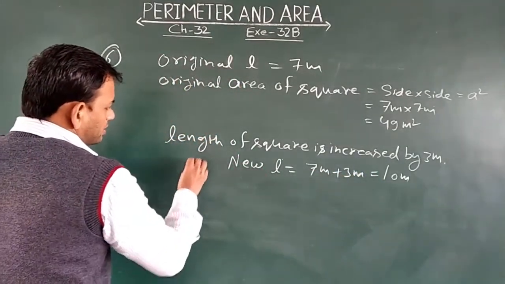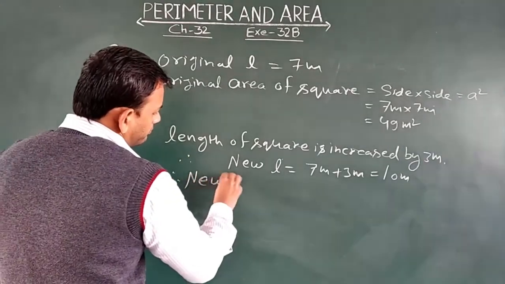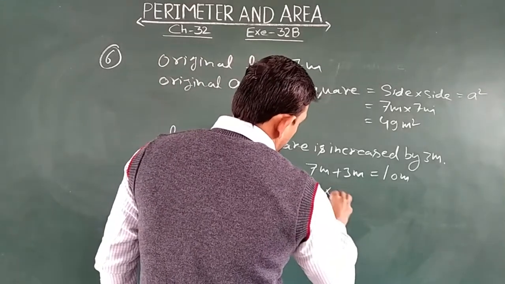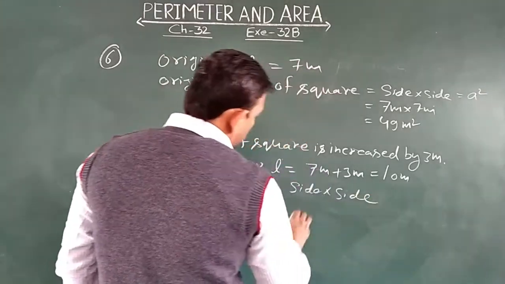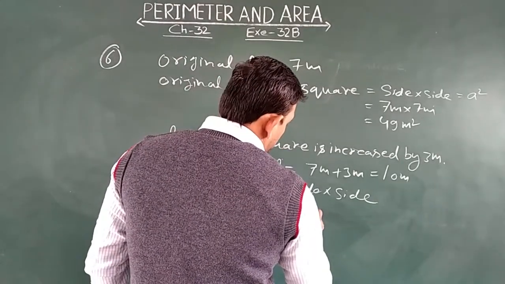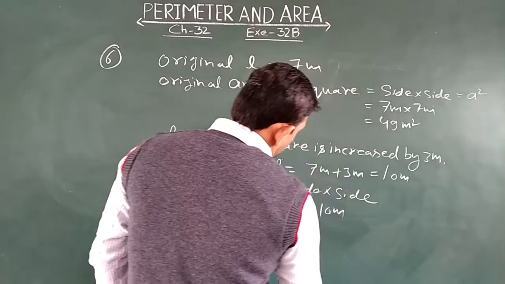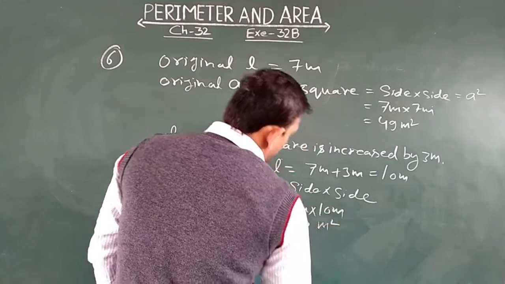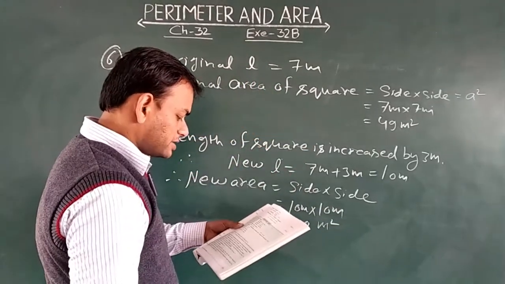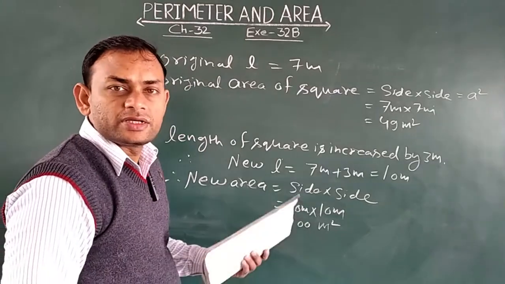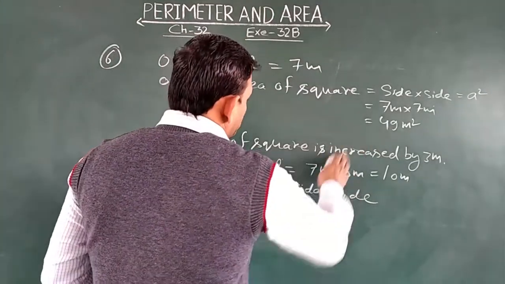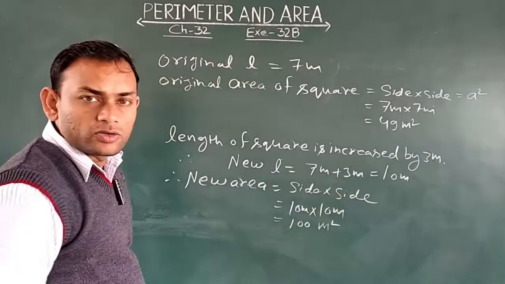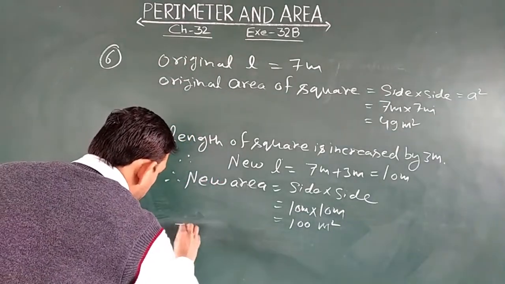Got it? So new area will be again side into side, so it will be 10 meter into 10 meter, so 10 into 10, 100 meter square. Okay, and the question is saying, what will be the increase in its area? So what you do, you will just subtract the original area from the new area.